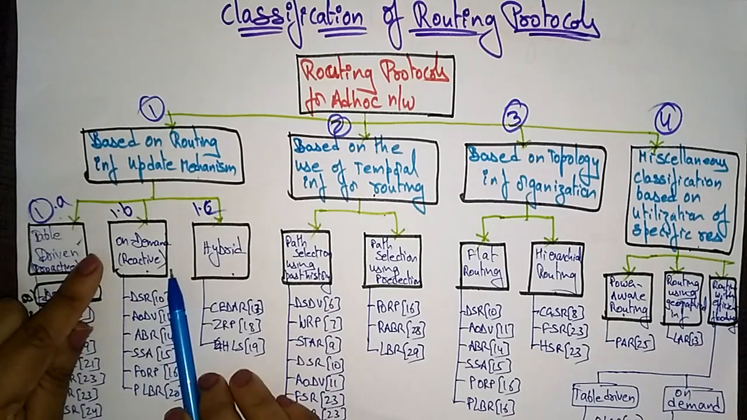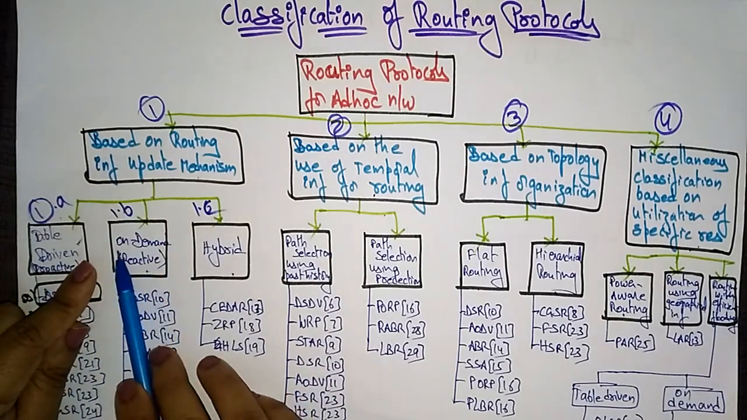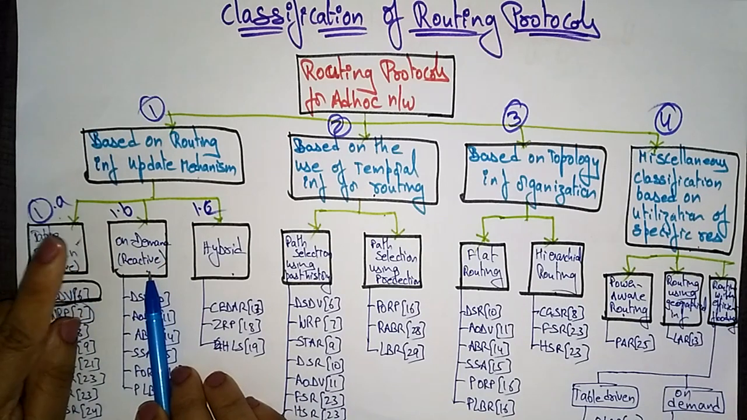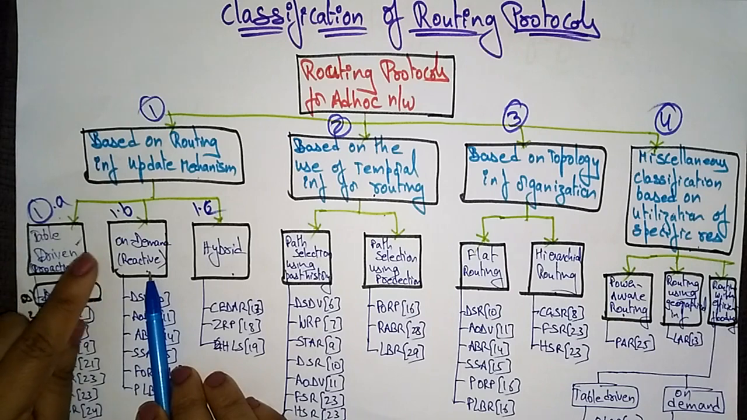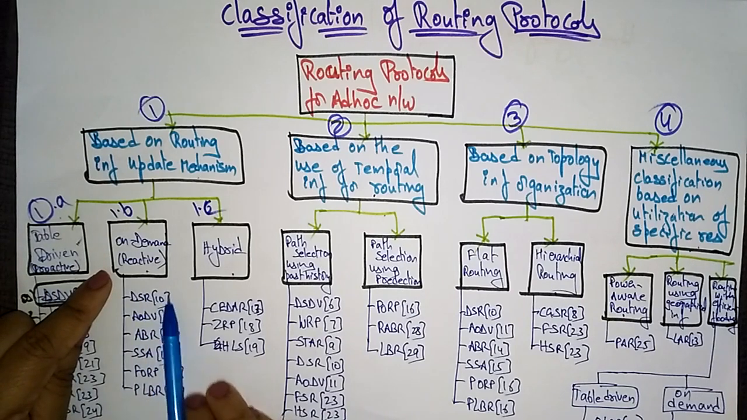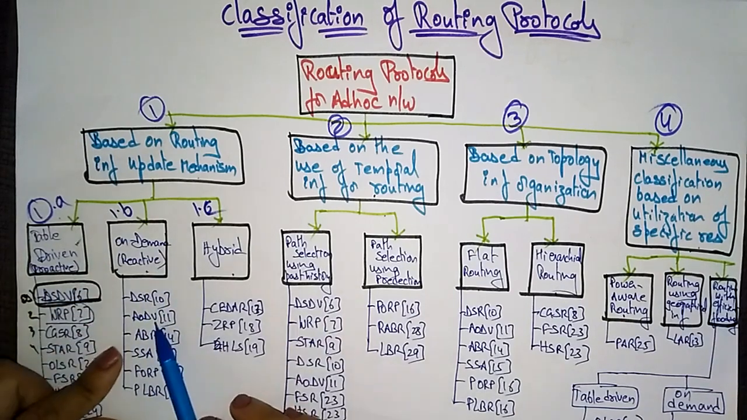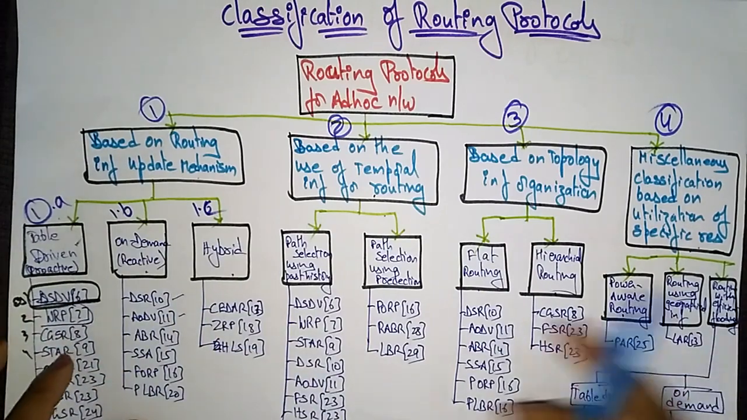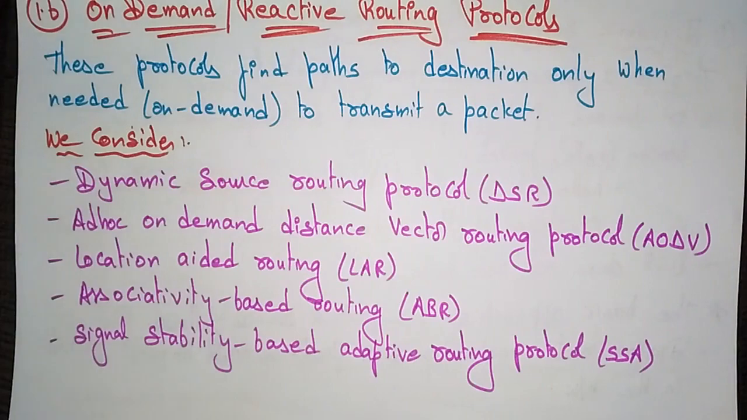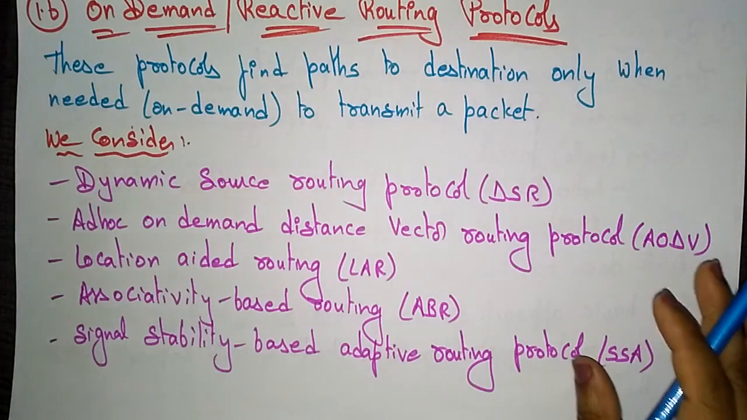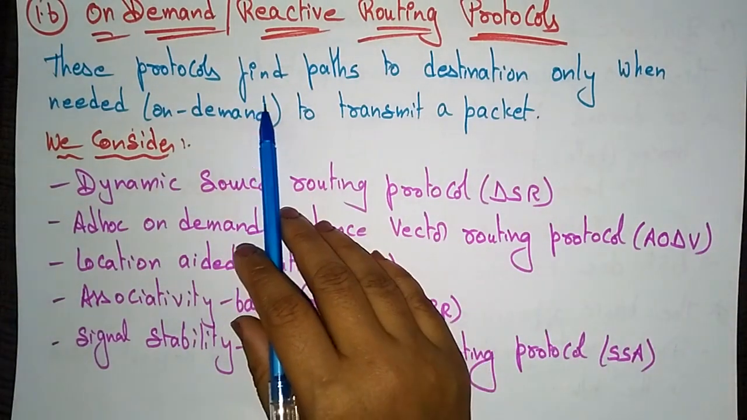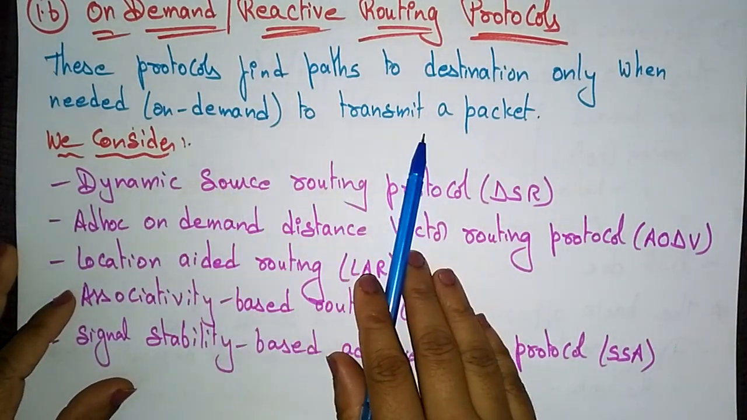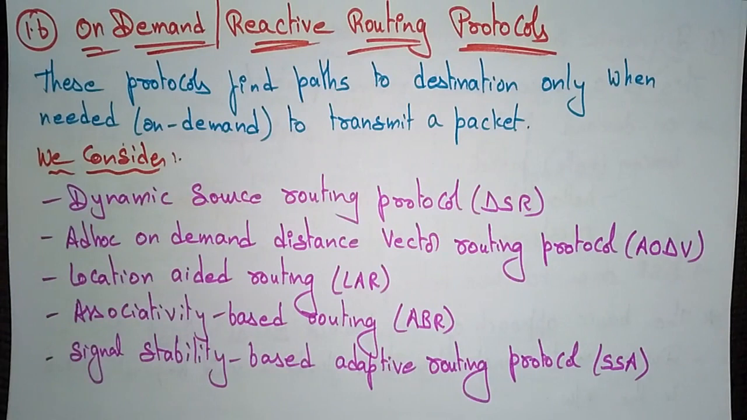Now let's see the second one, that is 1B, on demand or reactive routing protocols. So you call on demand a reactive routing protocol. In this I'll just take two examples, DSR and AODV. So now let's see what these on demand reactive routing protocols are. These protocols find a path to the destination only when needed to transmit a packet. We are saying it is on demand.